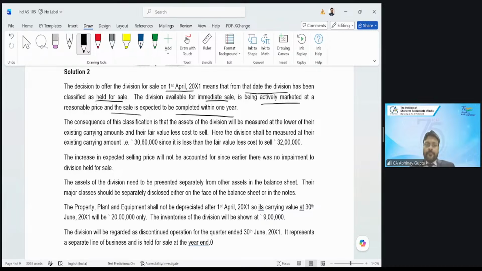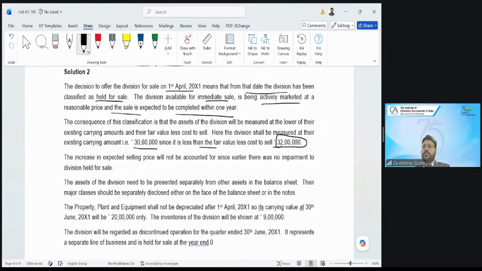The consequence of this classification is that the assets of the division will be measured at the lower of their current carrying amount and the fair value less cost to sell, right? Whichever is lower, carrying amount versus fair value less cost to sell, that would be the measurement basis for these division assets from now onwards. So the division shall be measured at their existing carrying amount of 30 lakh 60,000 since it is less than the fair value less cost to sell of 32 lakhs, which is given in the question. So fair value less cost to sell in the present case is higher than the current carrying amount, and hence there wouldn't be any adjustment required in this case, right?